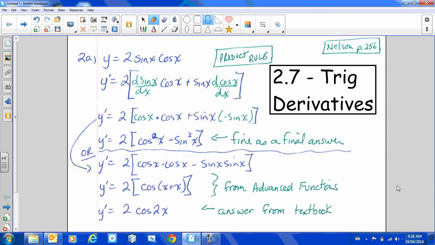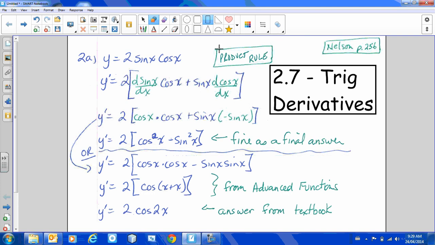Okay, I've had a few questions about 2.7, the trig derivatives. The first thing I'll say is don't be too concerned on your exam. I would think there'd be a couple of multiple choice questions, and that's probably about it. But we should be able to do them. There's nothing here that's new beyond anything else you did on your last test.